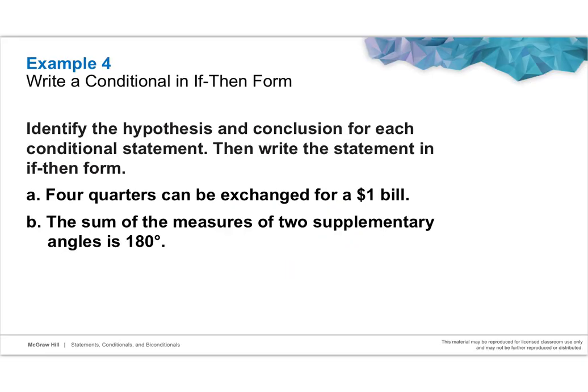Okay, so sometimes we come across sentences that are not already in the if-then format, and we're just asked to transform them. So here in example 4, and I am on page 163, we're asked to identify the hypothesis and the conclusion for each of these conditional statements and then transform it into the if-then form. So the first one says 4 quarters can be exchanged for a $1 bill. And then B says the sum of the measures of two supplementary angles is 180 degrees.